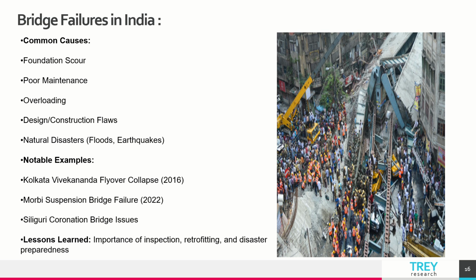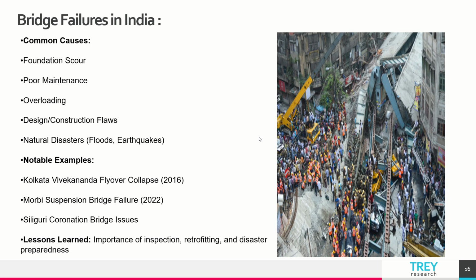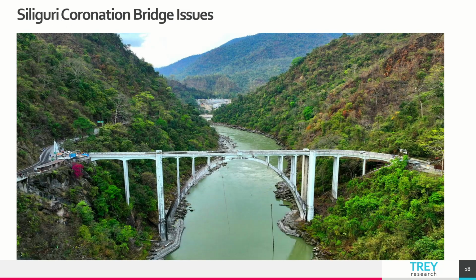Coming to the Morbi suspension bridge failure in 2022, I can show it just a second. The Morbi suspension bridge failure of 2022 can be seen in the image I showed. Coming to our third, the Siliguri Coronation Bridge issues can be seen in the last image.